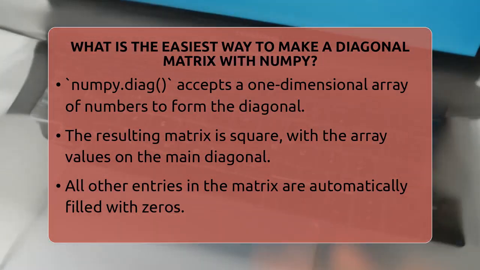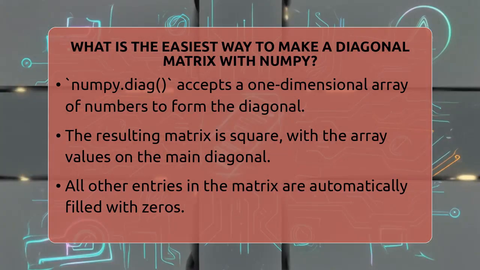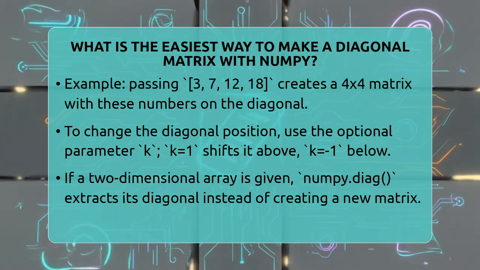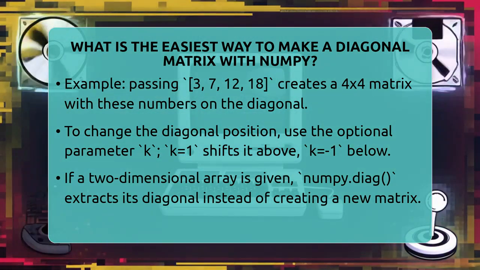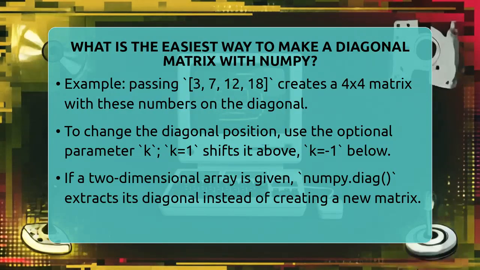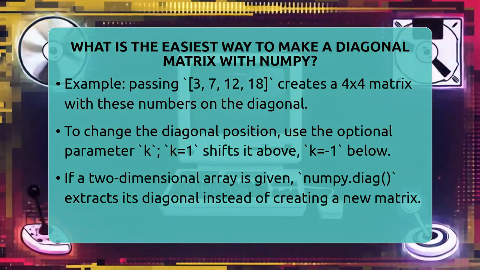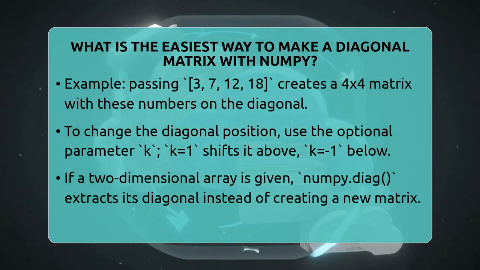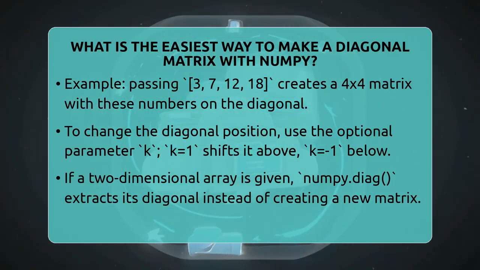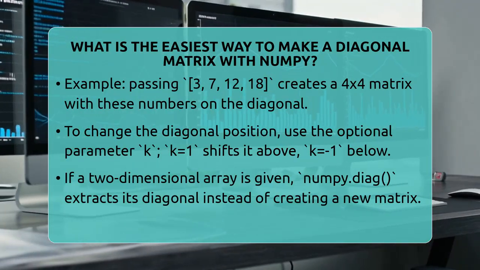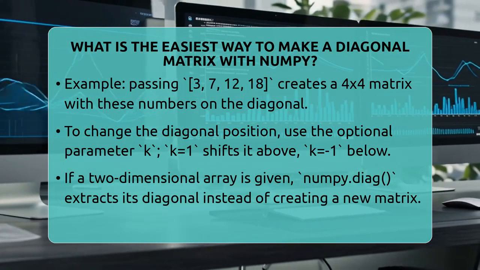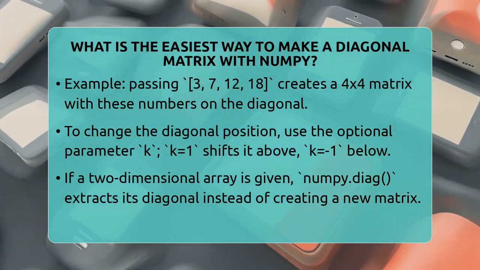Import numpy as np. arr equals np.array of 3, 7, 12, 18, step 1, create a one-dimensional array. diagonal_matrix equals np.diag of arr, step 2, create the diagonal matrix. Print diagonal_matrix. This will output a matrix where 3, 7, 12, and 18 are on the diagonal, and all other entries are zeros.